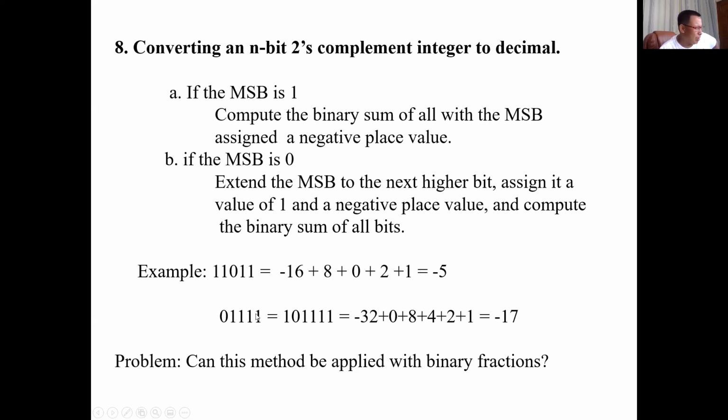For example, with 01111, we are told this is a 2's complement number. What's the actual value? If the MSB is 0, we extend it by one more bit and assign it a value of 1. We add a 1 here, and we compute the binary sum using a negative value at that position. So negative 32, plus 16, 8 plus 4 plus 2 plus 1, that's negative 17. I'll give you an example on this. In fact, it's in the sample test.